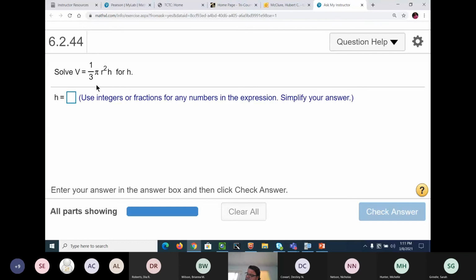the 1/3. All right, the problem is V is equal to 1/3 pi r squared h, and I'm not even looking to see what to solve for because that's not what I'm going to do first. First thing I'm going to do is multiply both sides by 3, which is the common denominator of 1/3. Let me put this over here. There we go.